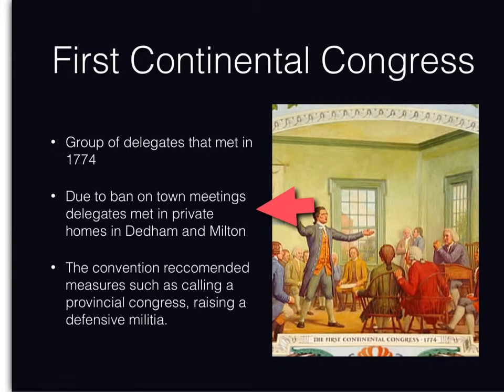The convention recommended measures such as calling a provincial congress, withholding public funds from the treasury, non-intercourse with Britain, Ireland, and the West Indies, and raising a defensive militia.